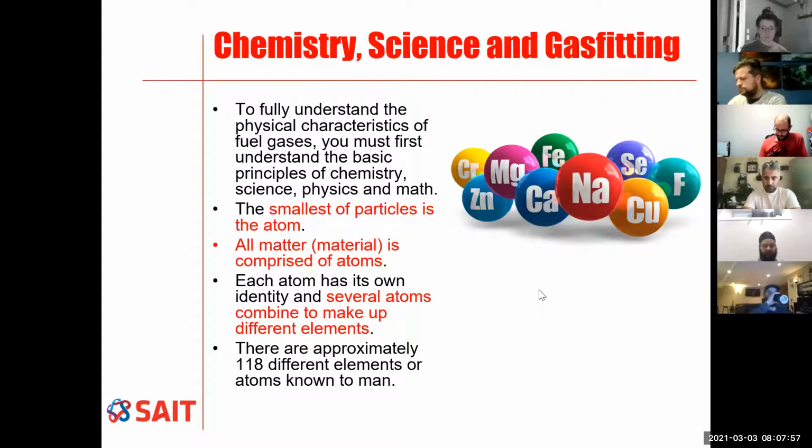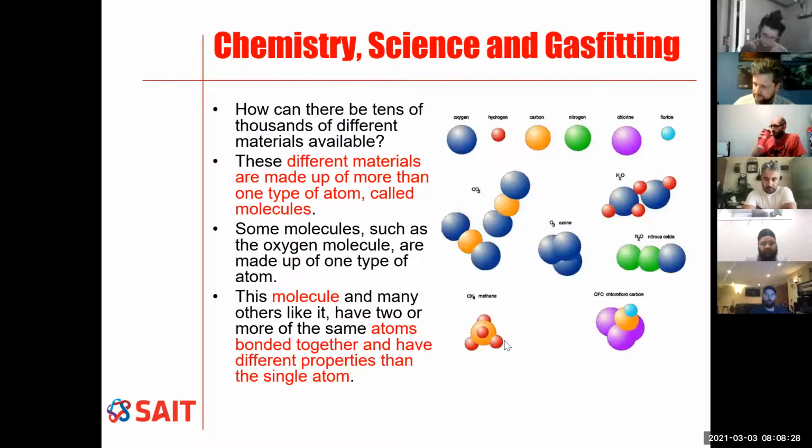So it says here, to fully understand physical characteristics, we must identify... okay, whatever. The smallest particle is the atom, right? All matter is comprised of atoms. That's pretty straightforward. We know that already. And then they say there are approximately 118 elements known to man, or atoms, and each is of 1 element. Now, how can there be tens of thousands of different materials available? Well, everything gets combined and we make up new things, and nature does that all by itself too.